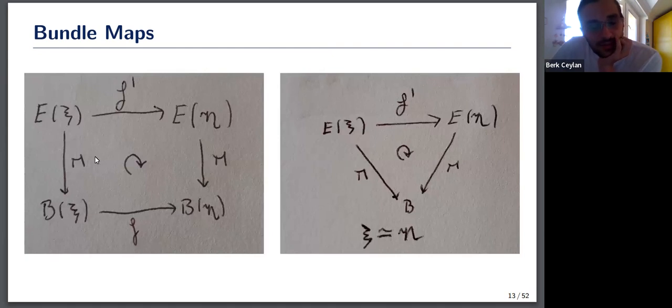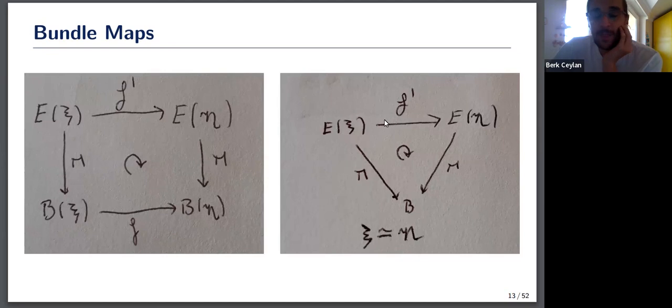On the left, it's a picture of a bundle map. If this diagram is commutative and such F and F prime exist, we call the pair F and F prime a bundle map. Commutativity of the diagram means the fiber over b is mapped to the fiber over F(b).